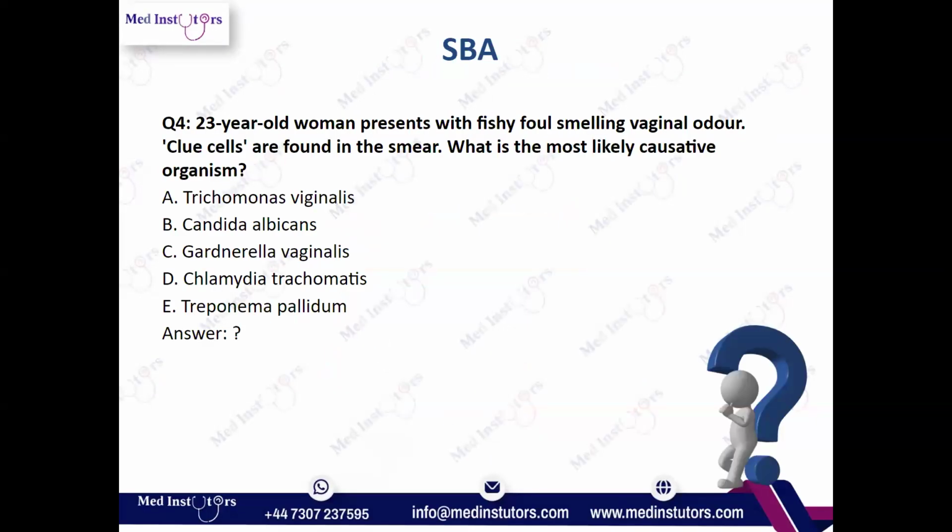Okay, so here is your next question. A 23-year-old woman presents with fishy, foul smelling vaginal odor. Clue cells are found in the smear. What is the most likely causative organism? I think this one is the easiest question. And please pray you find this question in your exam.